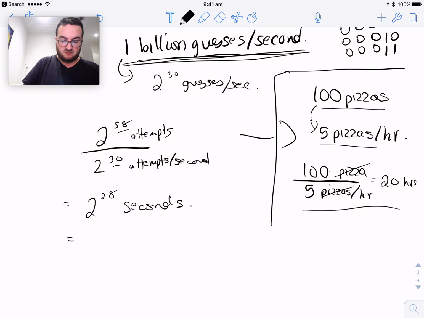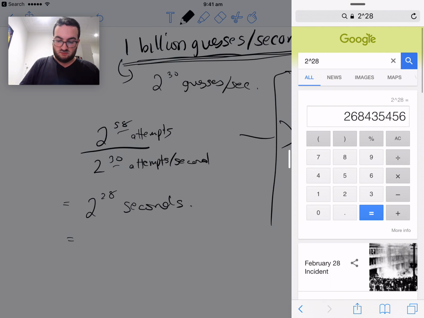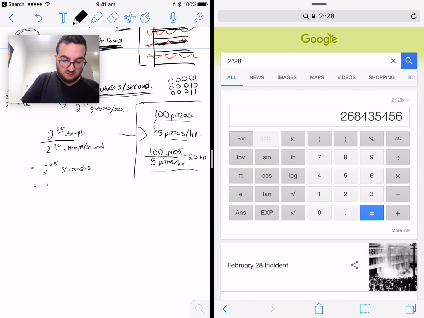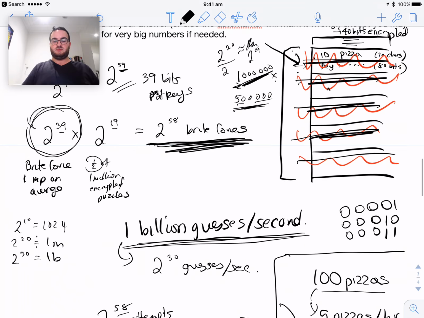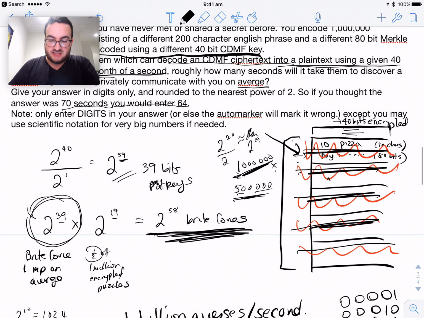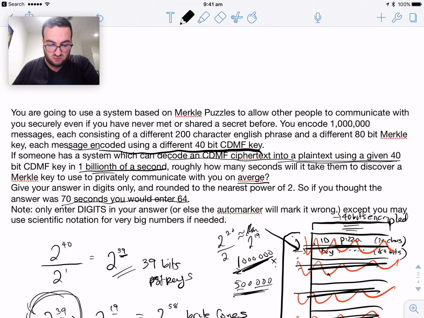So I can just write that answer here, which is 268435456 seconds. That looks like a big number, and that calculation is right. But that is how you would figure this question out. So I hope that helped. Good luck.